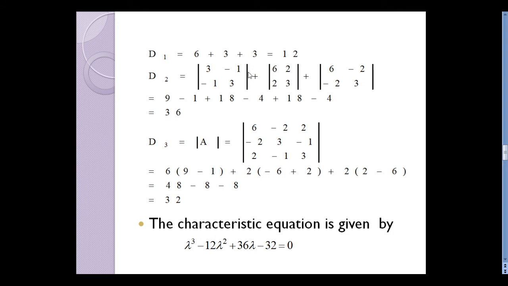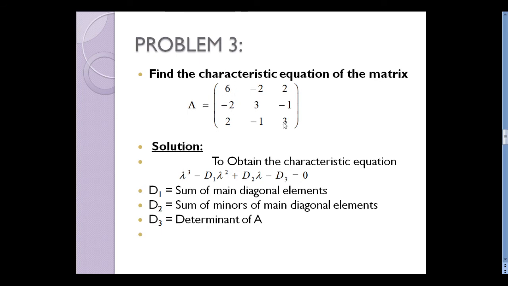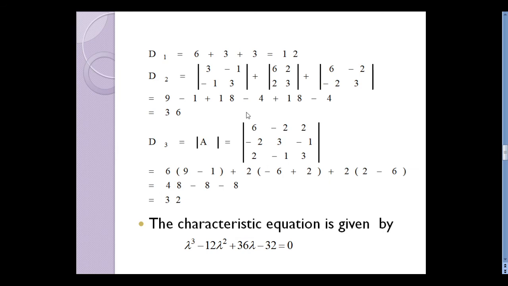Then d2, the sum of minors of main diagonal elements. Here for 6, what is the minor? 3, minus 1, minus 1, 3. Then for the middle element 3, the minor is 6, 2, 2, 3. Then for the last 3, we have to take 6, minus 2, minus 2, 3. So here on substituting, we have written all the values, take a cross multiplication. Finally on simplification we get 36.